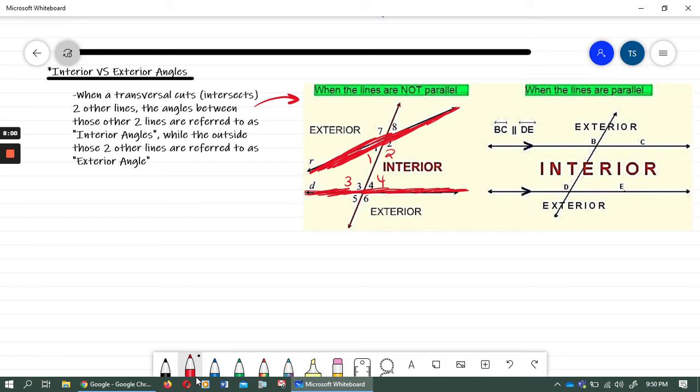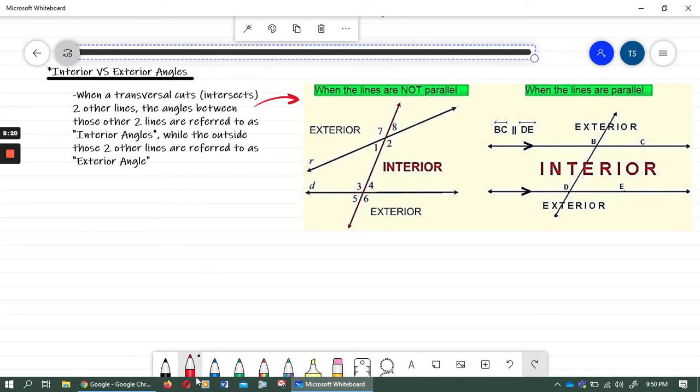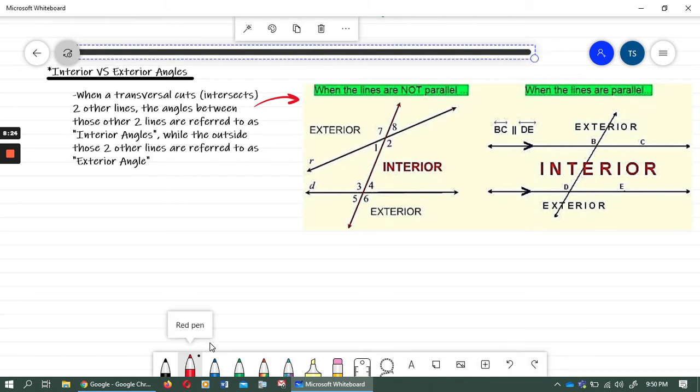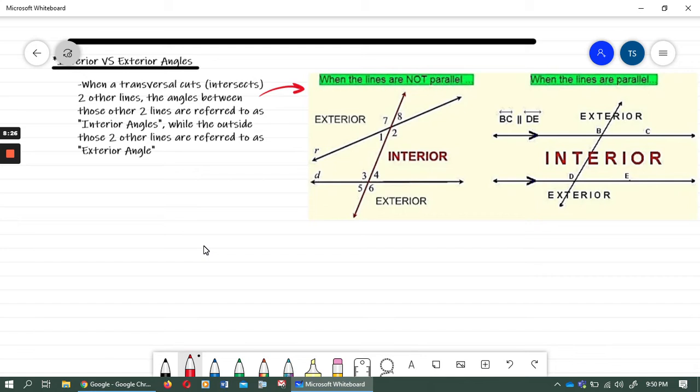In this other diagram, it would only be this angle, this angle, this angle, and this angle, right? Four angles will be considered interior, or again, between those two lines. And I'm about to erase all of that. You should be able to look at that and see which angles are interior between those two lines.